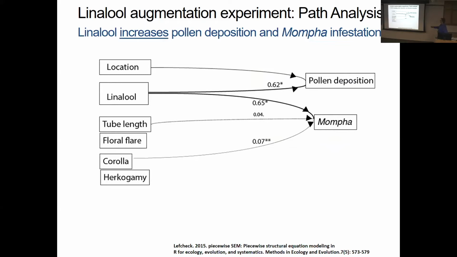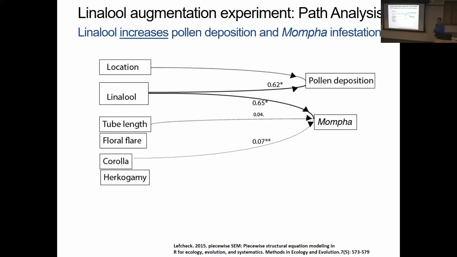When you add linalool, it increases pollen deposition. That's a positive, significant coefficient, probably because of more pollinator visitation. We're not sure because we couldn't be there to see all of them, but that's what makes sense. The bees never deposit pollen, so it's probably the hawkmoths. Addition of linalool also significantly increased infestation by Manduca.